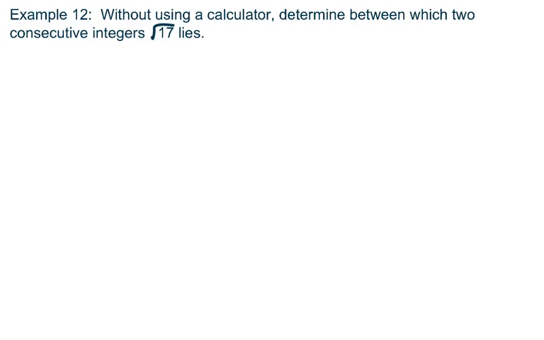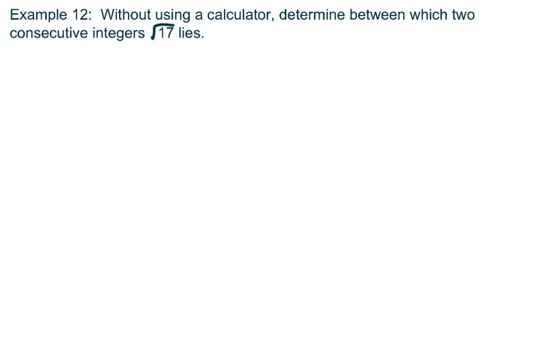One last set of examples before we call it quits for this video. Without using a calculator, determine between which two consecutive integers the principal square root of 17 lies. Here's another example of what would be an irrational number. There's no rational number that when you square it you get 17.